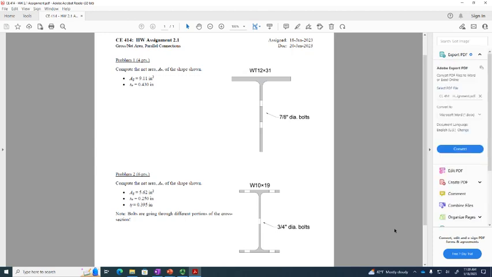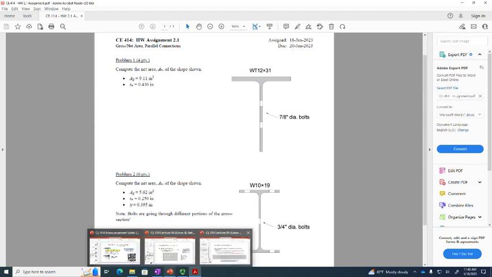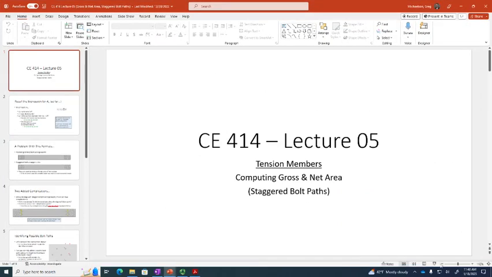But I want the net area of this shape and the net area of this shape. With this shape, just make sure that you recognize that you've got bolts going through the flange and the web. So you've got to make sure you do your bookkeeping correctly for that. Make sense? I think this is a really short assignment, so I don't think it's too big of a deal. Sound good?